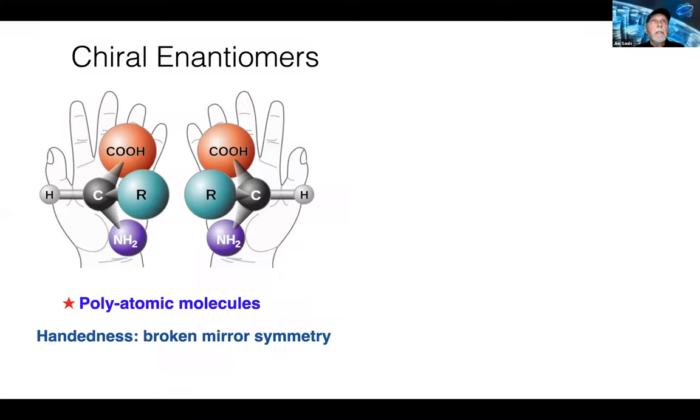As I said, chiral enantiomers are mirror reflected, or left and right-handed, versions of the molecule. Diatomic molecules, I'm having real troubles here with my mouse.